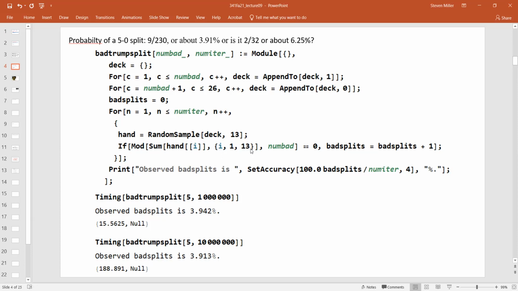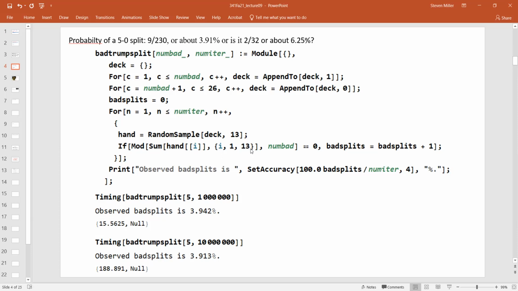This is a nice, clean way of saying, is it 0 or num bad? I'm just saying mod means if I take this number and I divide by this, is the remainder 0? So that means it's either 0 or num bad. It's just a little bit faster way of doing it. And so when we did 1,000,000 times, we got 3.94. When we did it 10 million times, we got 3.913.